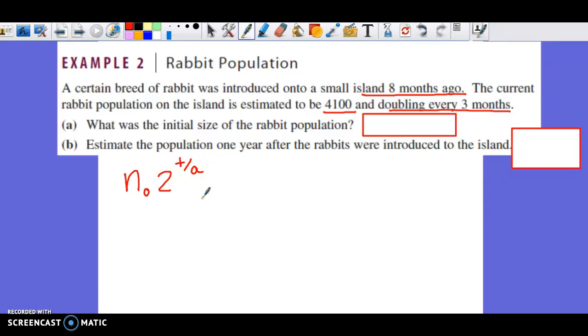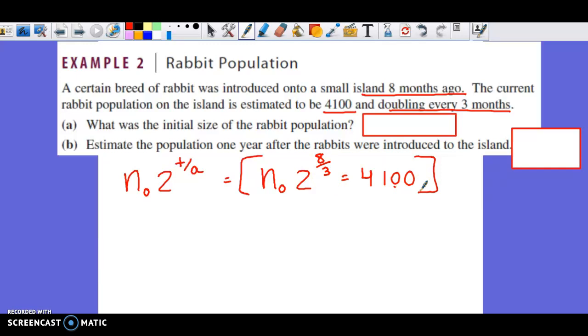But then I come over here, and if it's doubling every 3 months, then I'm going to put a 3 where A is. Now, I don't know the initial amount of rabbits that were on this island because they've been on there for 8 months. So what I'm going to do is use this information that's given to me to figure out the initial amount. So here's the equation that I'm dealing with right here. So I don't know the initial amount. This is constant. I know that after 8 months, how many rabbits have been on this island, and it doubles every 3 months.